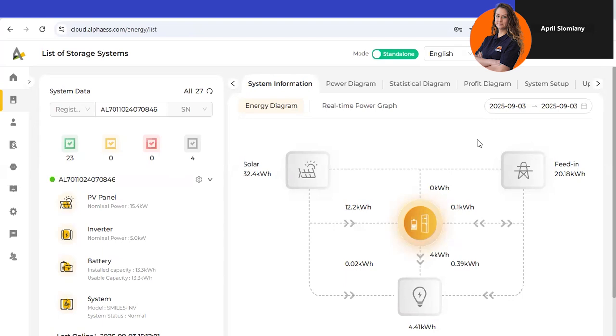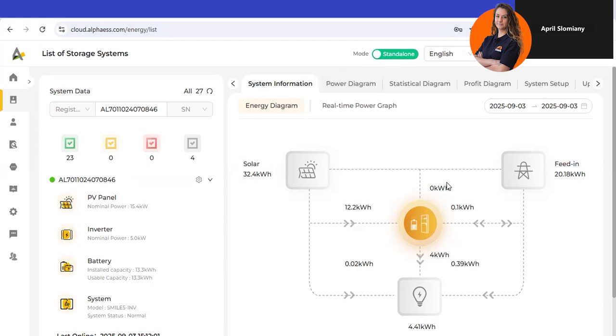I'm just here today to run you through the Alpha Monitoring Platform and how you can best utilize the desktop platform to get the most information out of your system. So let's start at the main page. On the left here, we have a fleet of systems that we can keep an eye on. So we're just taking one for an example today.